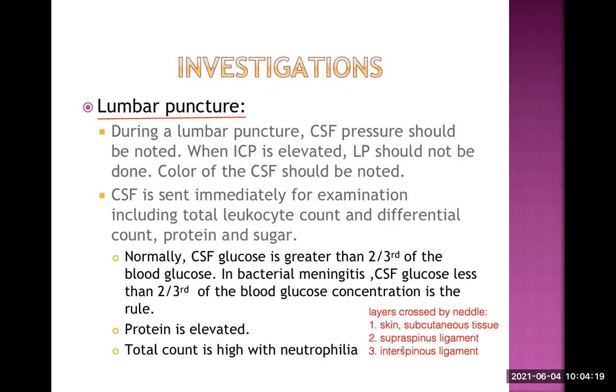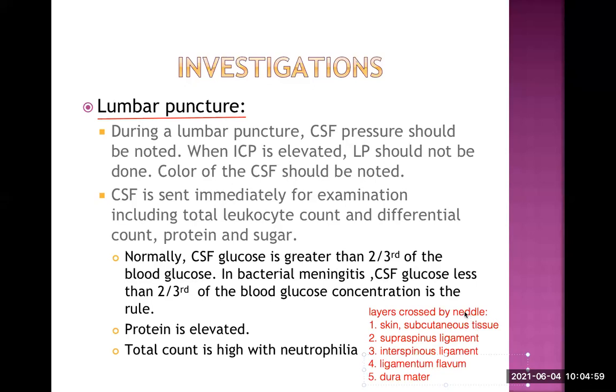Number 4 is the ligamentum flavum. Then number 5, after ligamentum flavum we reach the dura mater, and then the arachnoid mater, and then you enter into the subarachnoid space. Subarachnoid means you have to pierce the arachnoid mater as well. These are the layers which are crossed by the needle.